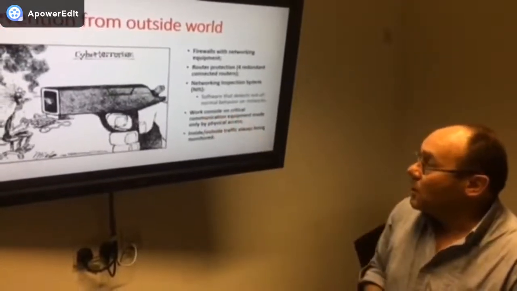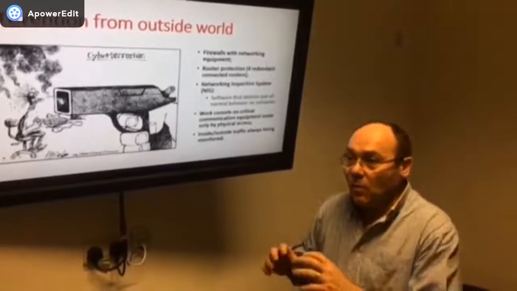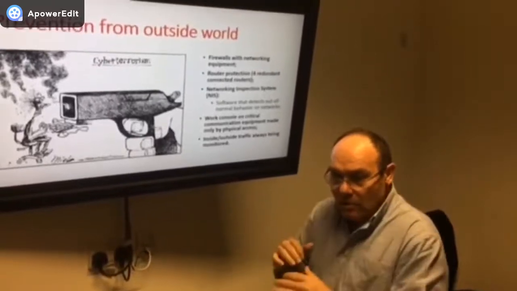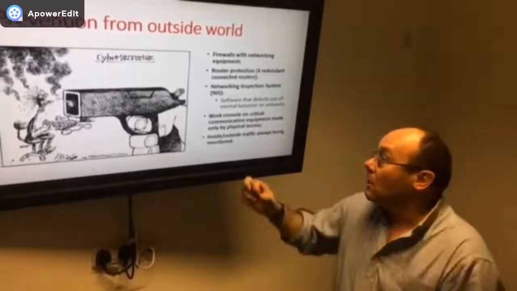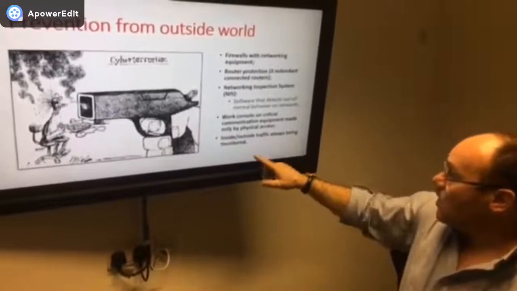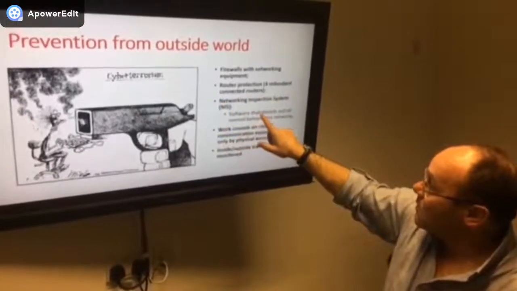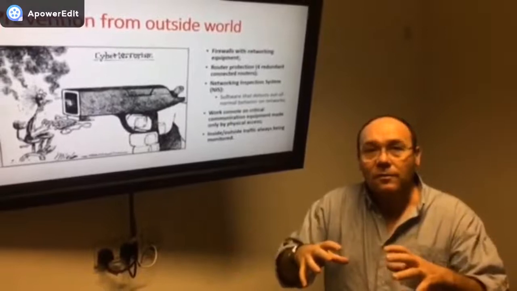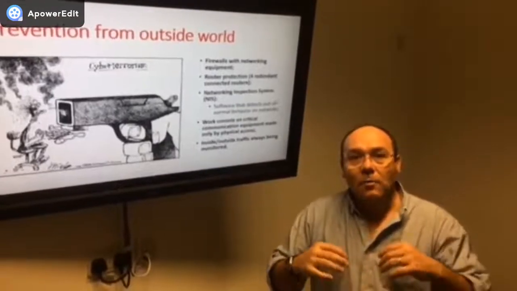Working console on critical communication equipment must be personal and physical. It is a big mess for the people who do the maintenance of the equipment, but it must be physical. It's a strong protection for communication equipment. Inside-outside traffic always monitored. This rule is for these network inspection systems. If all that we talked about here works together, it could be a good measure to make our systems safer.